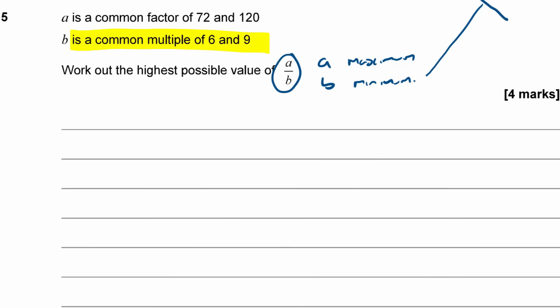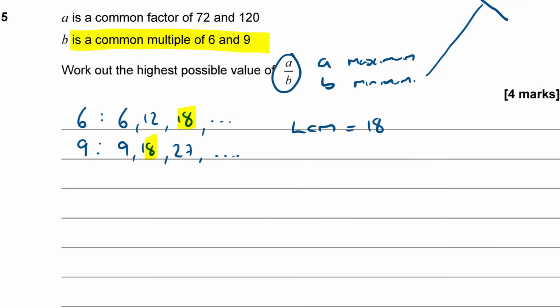A common multiple of 6 and 9. If we want B to be minimum, we're actually asking for the lowest common multiple of 6 and 9. So let's think about the multiples. The multiples of 6 are 6, 12, 18, and so on. And 9 is 9, 18, 27, and so on. So you can see we found our lowest common multiple already. 18 is there, 18 is there. So our LCM of those two numbers is 18. So that's going to be my value of B.